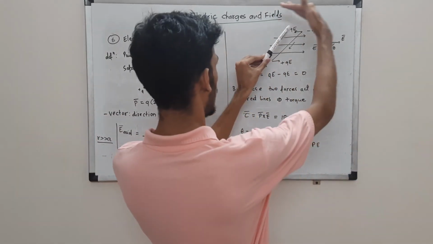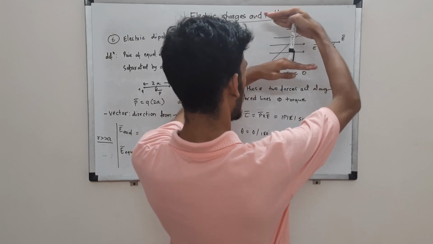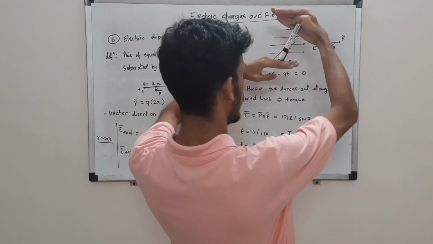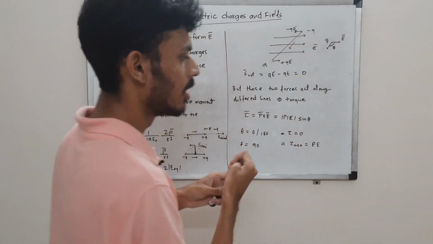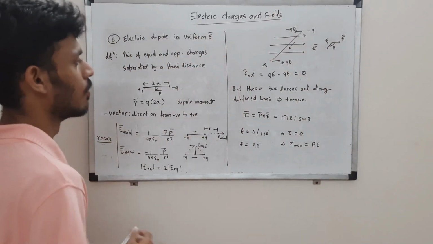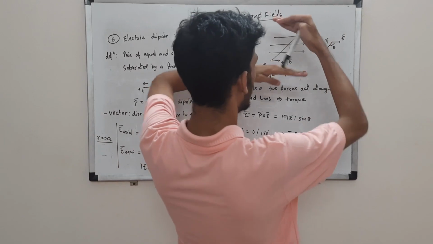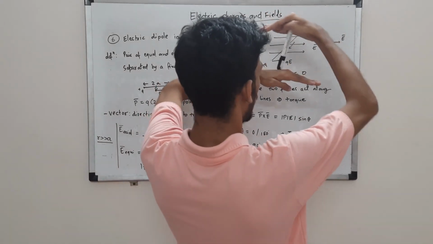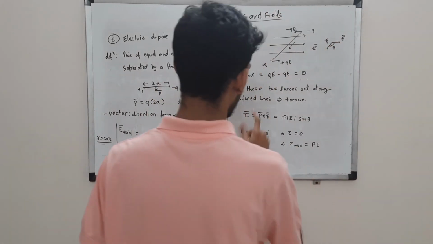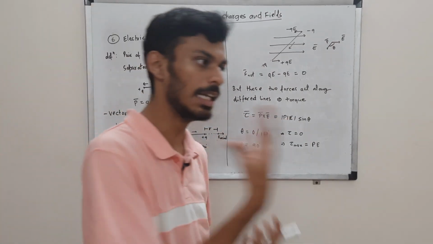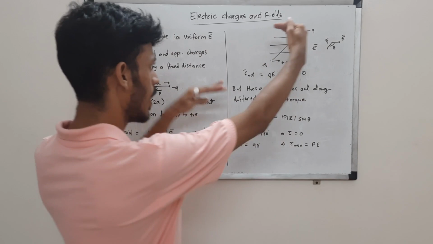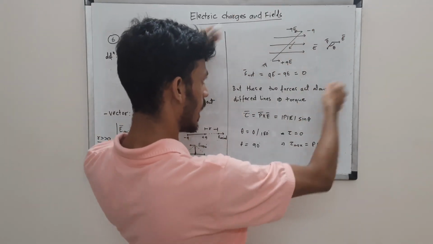You can imagine that here it is minus QE and plus QE, right? It is trying to rotate. This force is acting this way, this force is acting this way. If they were along the same direction, they would have cancelled. Forces cancel, but here they constitute a torque since they are along different lines. That's why they are leading to rotation of the dipole, right? You can imagine that the dipole is rotating in that field.